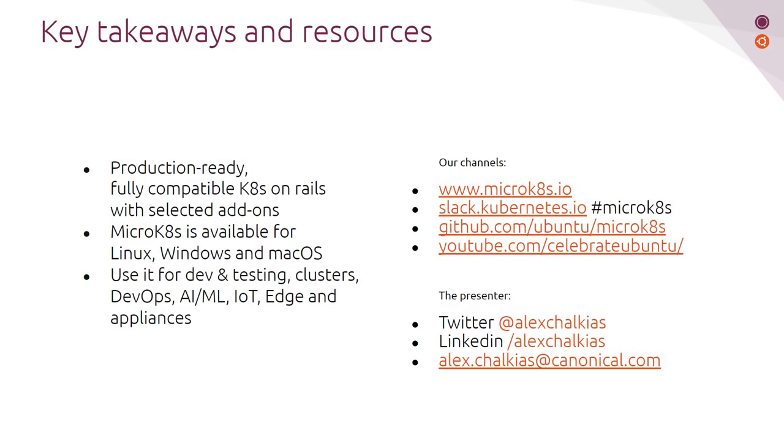This brings us to the end of our webinar. Here are some key takeaways and resources. Remember that MicroK8s is a production-ready, pure upstream K8s on Rails that comes with baked-in add-ons. MicroK8s is available for all major Linux distributions, Windows, and macOS. You can use it for local development and testing, clustering, DevOps, AI/ML, IoT, Edge, and appliances.